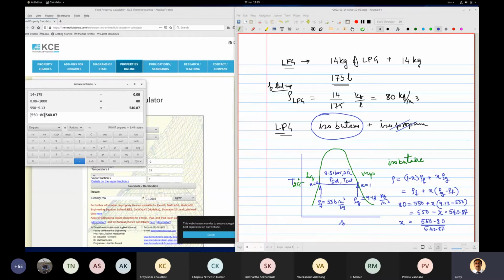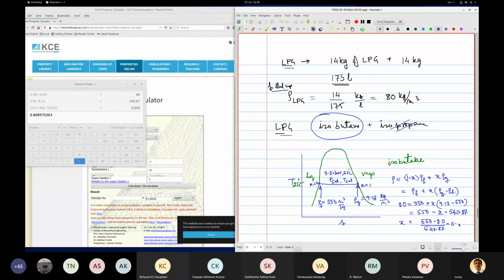Minus 80, divided by... so what is the value? So 0.86. So what is the value of x is equal to 0.86, right? So 0.86 is the value that we have. So is it right? 14 kg.